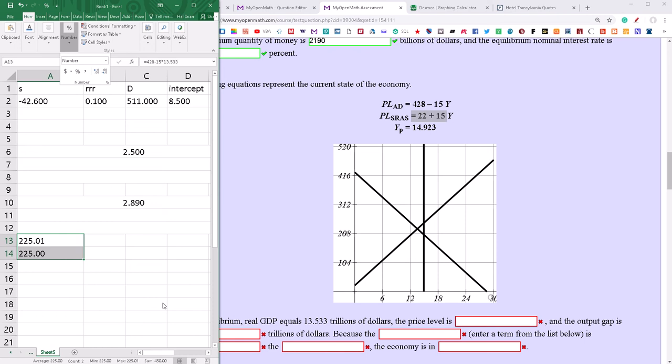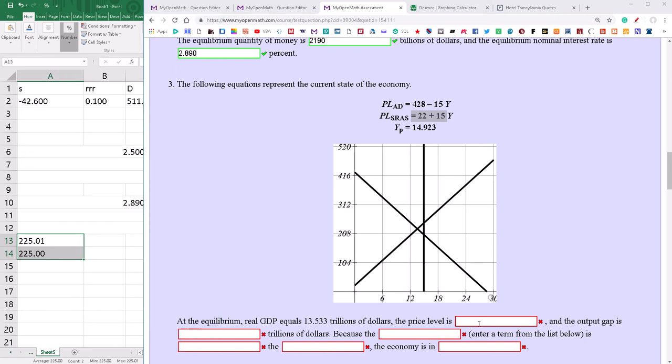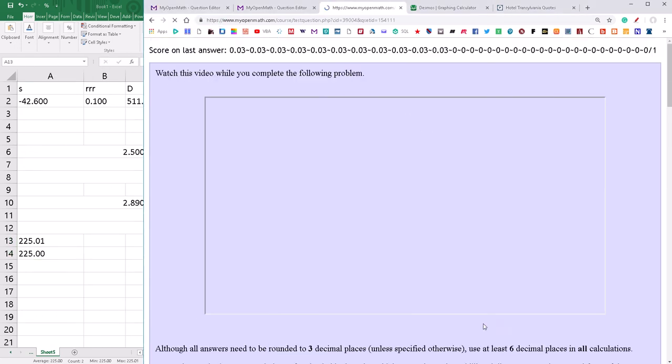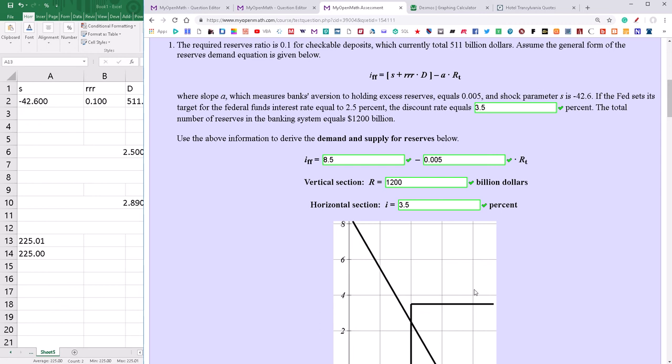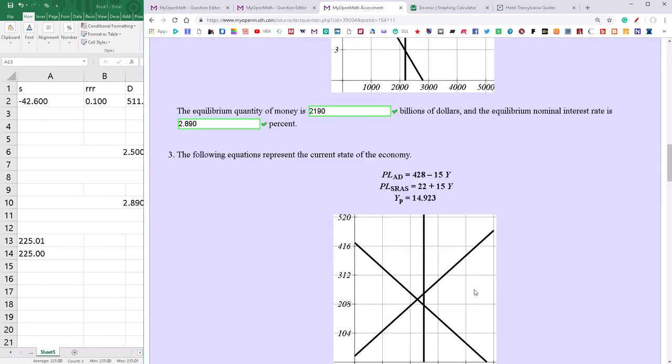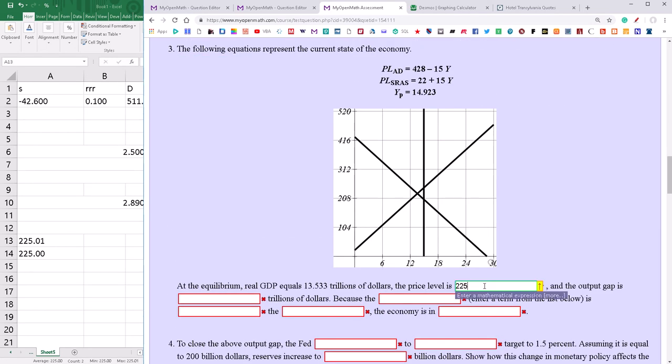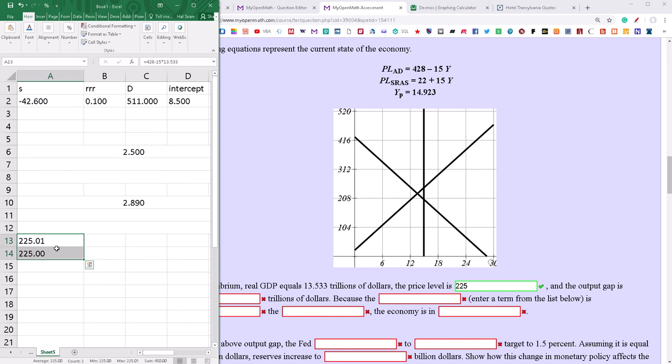To 2 decimal places, I get 225.01. Let's just try 225. It's just a round off error. That's the reason why they're not exactly equal. We'll just do 225. Okay. So price level is 225. And again, we've rounded off the real GDP level, so that's why the price levels aren't exactly equal. But if we go to 2 decimal places, or 1 decimal place, we'll get 225.0. Okay?